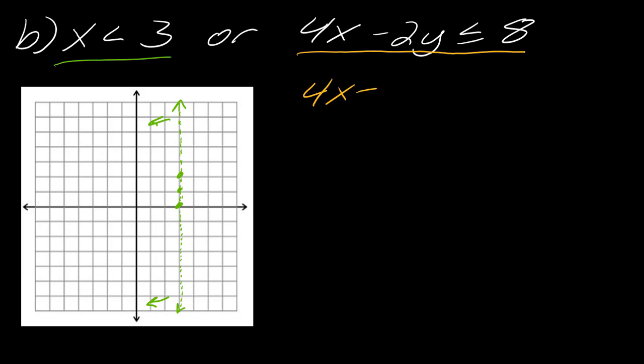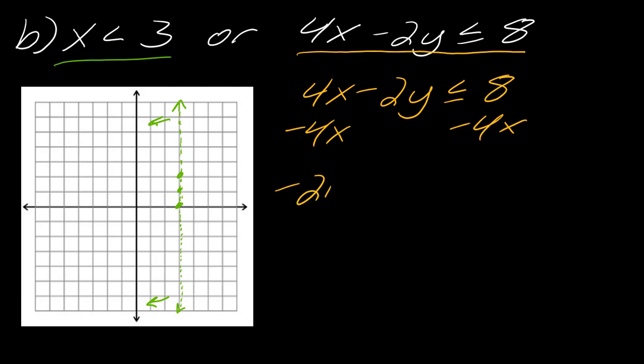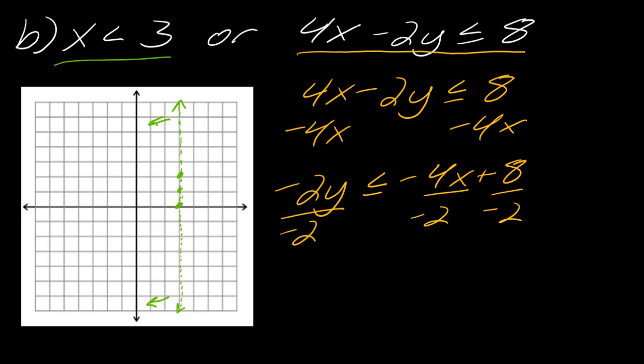So I've got 4x minus 2y is less than or equal to 8. So I'll go ahead and subtract off the 4x. So I have negative 2y is less than or equal to negative 4x plus 8. And now notice I'm dividing by a negative, which means that my inequality has to flip. So much fun. Okay, so now I can go ahead and graph that.